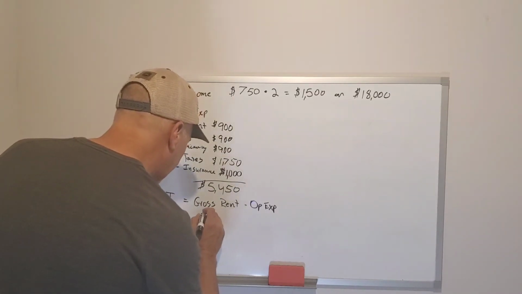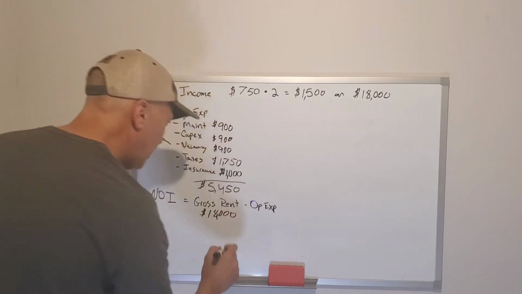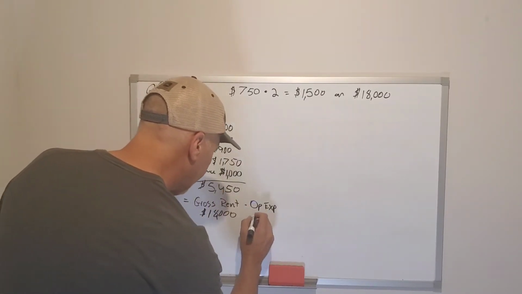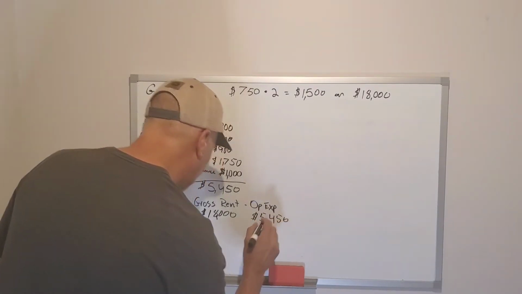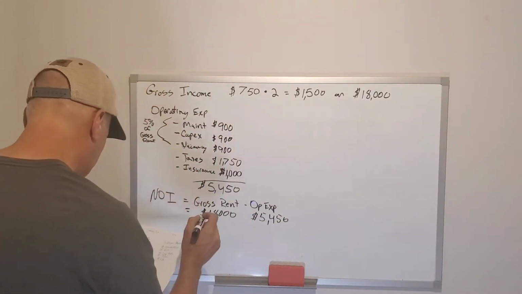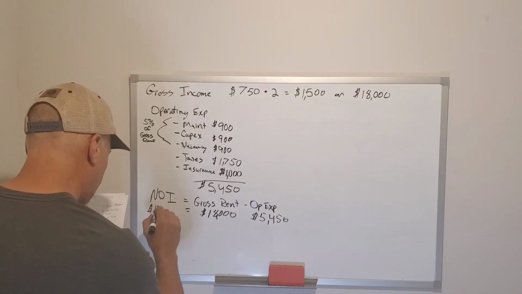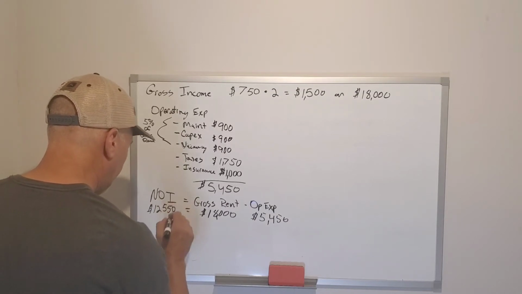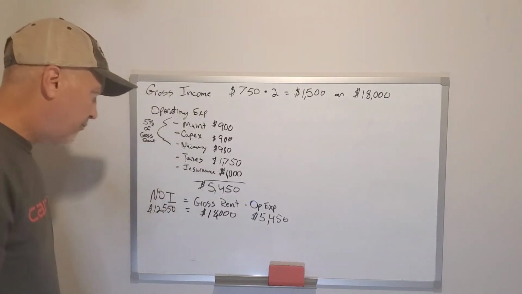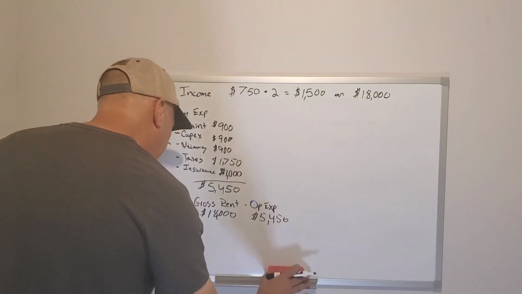So your gross rent is $18,000, and your operating expenses is $5,450. And so in this, that equals $12,550, which is your net operating income for this. So once you have that, then you're able to calculate your cap rate.